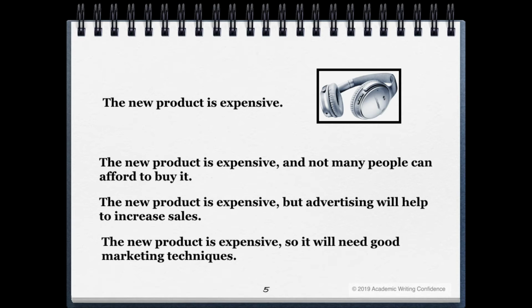And here's an example with the word so. The new product is expensive, so it will need good marketing techniques. This is how we can change our simple sentence into a compound sentence by adding another simple sentence after words such as and, but, so.